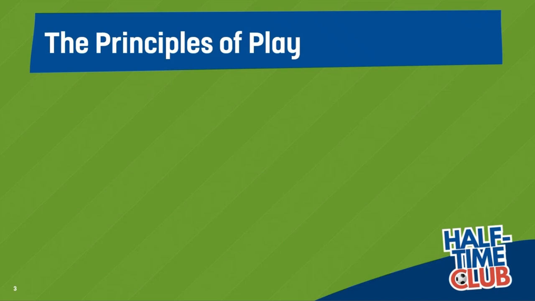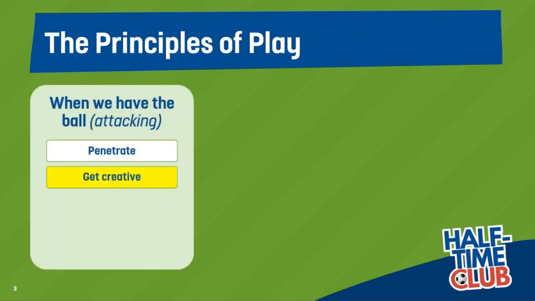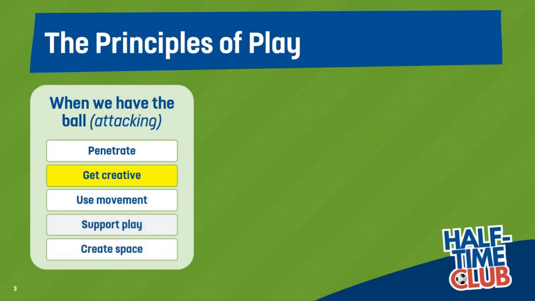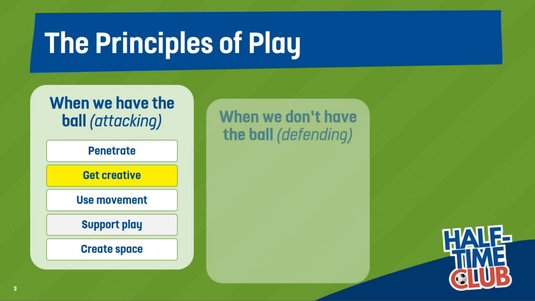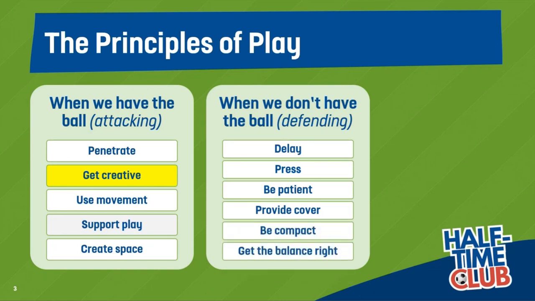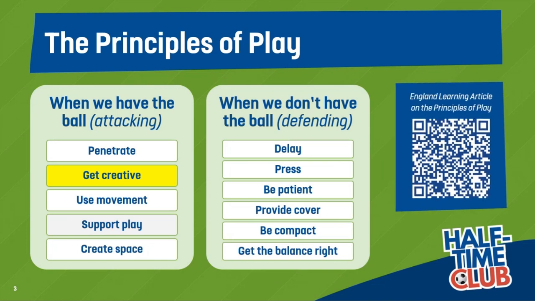So as usual, the principles of play underpin everything we do. When we have the ball and we're attacking, we're looking to penetrate, use creativity, use movement, support play, and create space. And when we don't have the ball and we're defending, we're looking to possibly delay, press, be patient, provide cover, be compact, and get the balance correct. As usual, all these principles of play are online on the England Learning website, and I would encourage you to use the QR code on the screen to have a little look if you haven't already.